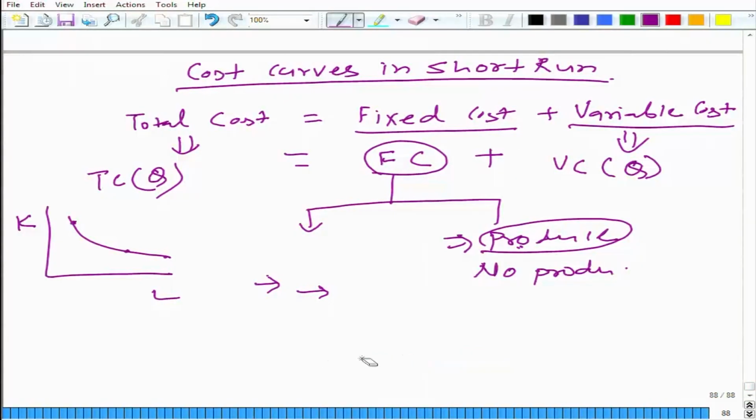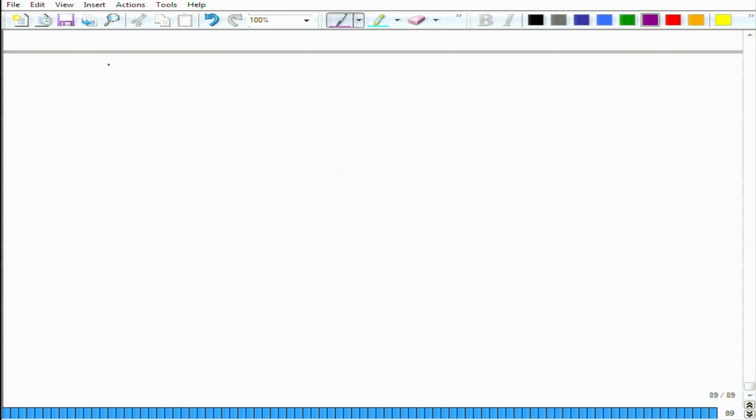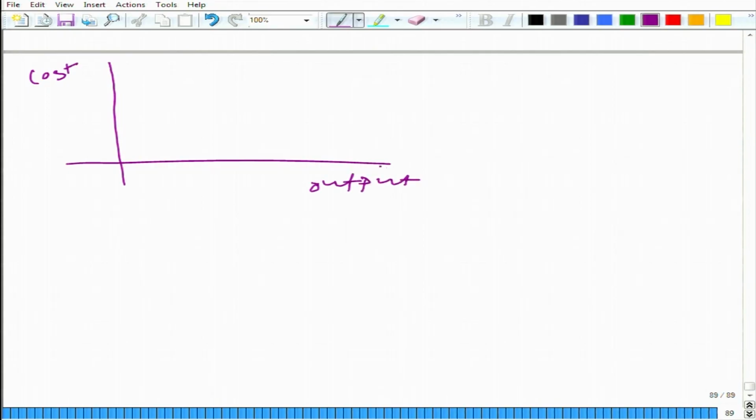So, total cost that we have here is again a function of Q, which has two components: a component that depends on Q and a second component that is independent of Q. So, we can try to draw it here. This is very simple. Let us say here we have cost, here we have output, and this is fixed cost. By definition it does not change with the output, fine.